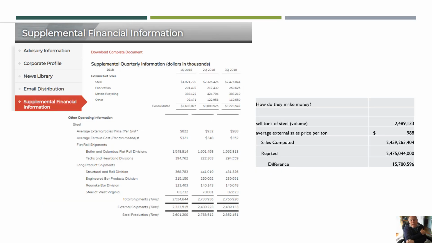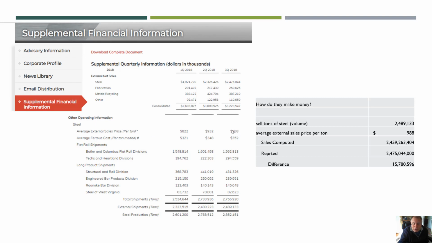Now, it's a little different. How do they make money? Well, this is where you got to take a look through the 10K. Really read the 10K before you get started. And what I found when I read it is this piece here, other operating information, and a lot of companies have this, sales price per ton.